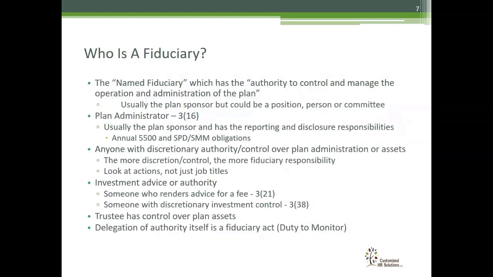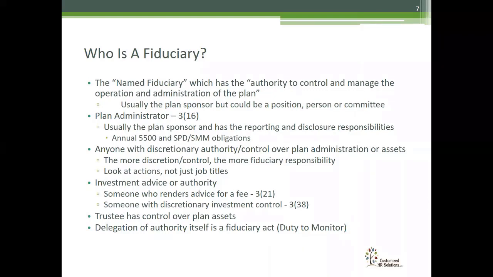So who is a fiduciary? Well, there are different kinds of fiduciaries. There are specifically named fiduciaries. ERISA requires that you have at least one named fiduciary, and then you also have a plan administrator. Those are often consolidated in the same entity, and more often than not, that is designated as the plan sponsor.